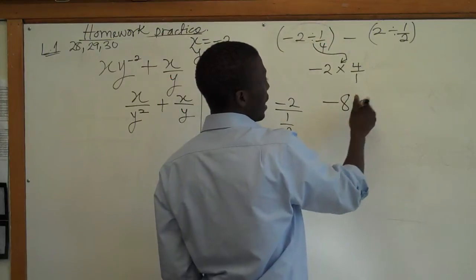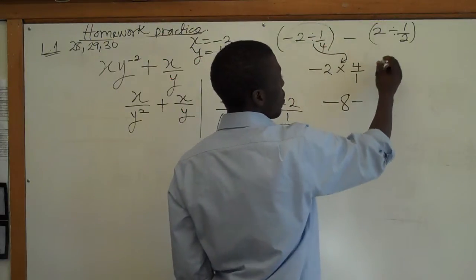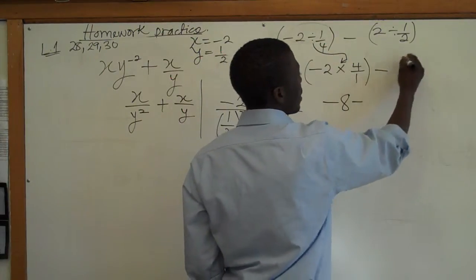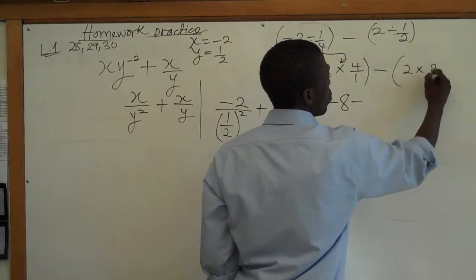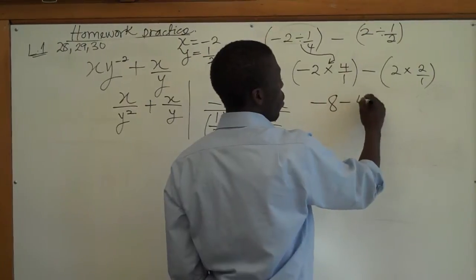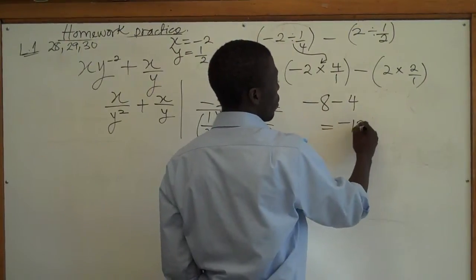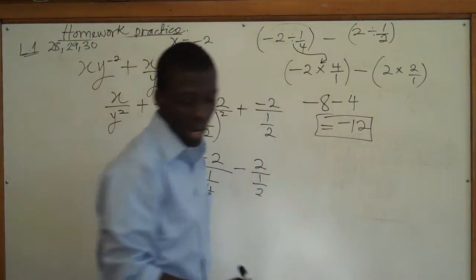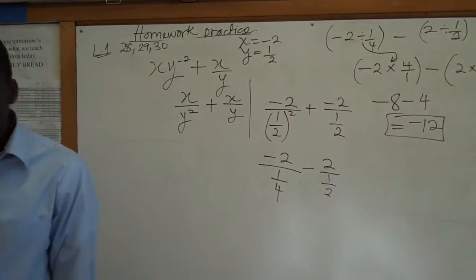So this is minus 8 minus, over here it becomes minus 2 times 2 over 1. And so that's minus 8 minus 4, which is equal to minus 12. That will be all that is required of you for this problem, and I hope it makes sense.